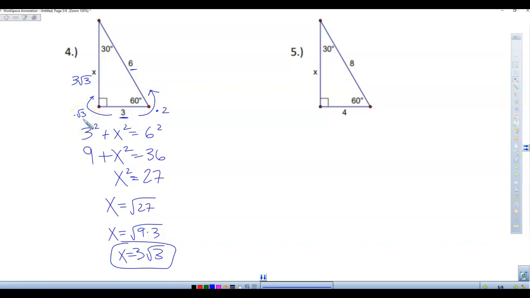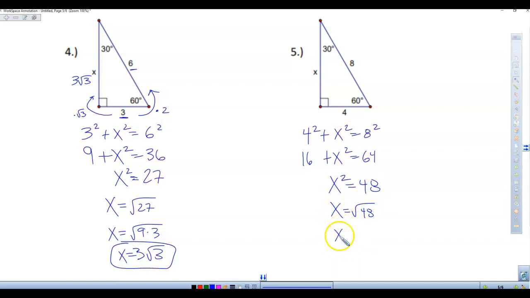So let's see if that holds true in this next example. If I do the same thing, 4 squared plus x squared is equal to 8 squared, I get 16 plus x squared is equal to 64. When I subtract 16 from both sides, I get x squared is 48. So x is equal to the square root of 48. Then I'll take the square root of that and simplify it. That will be 16 times 3, and the square root of 16 is 4. So I get 4 root 3.